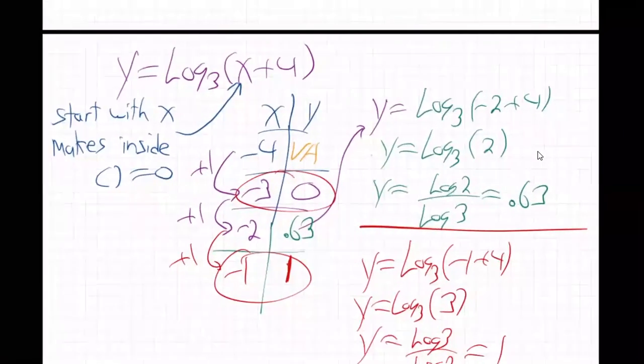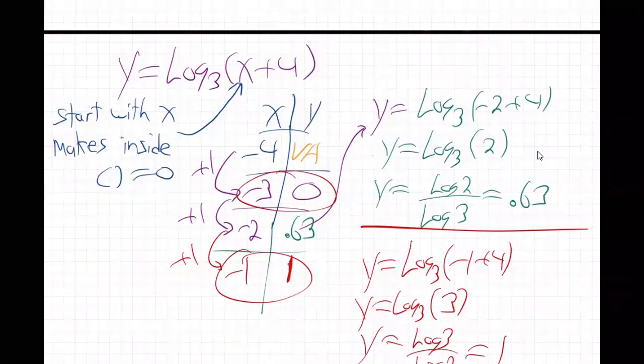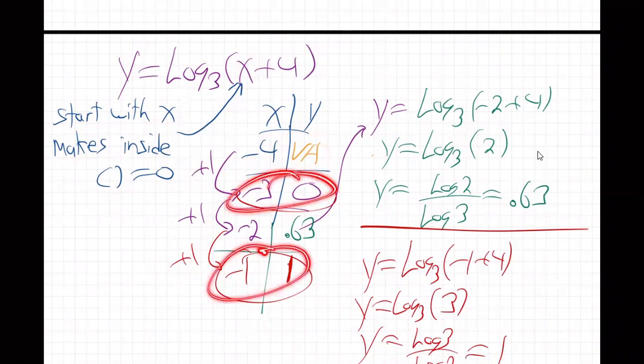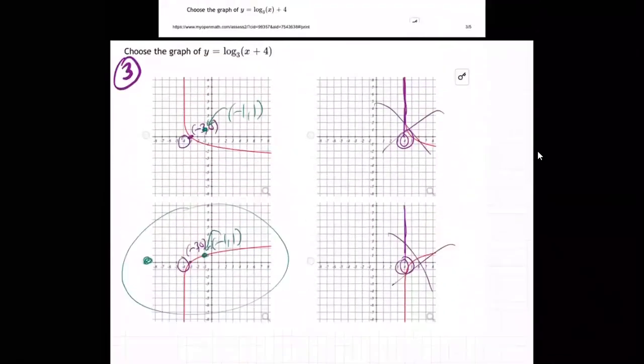So how do we graph logs? We start with an x that makes the inside of the parentheses 0. That was negative 4. And you get an error, and that's your vertical asymptote. Then you just add 1, add 1, add 1, plug it in every time until you get 2 nice whole number spots. Put those on the graph, and you've got your log graph. There we go.